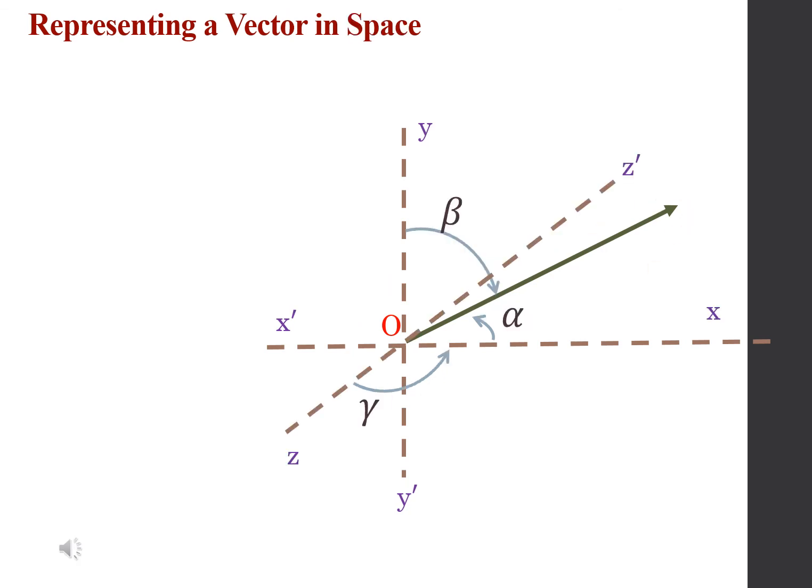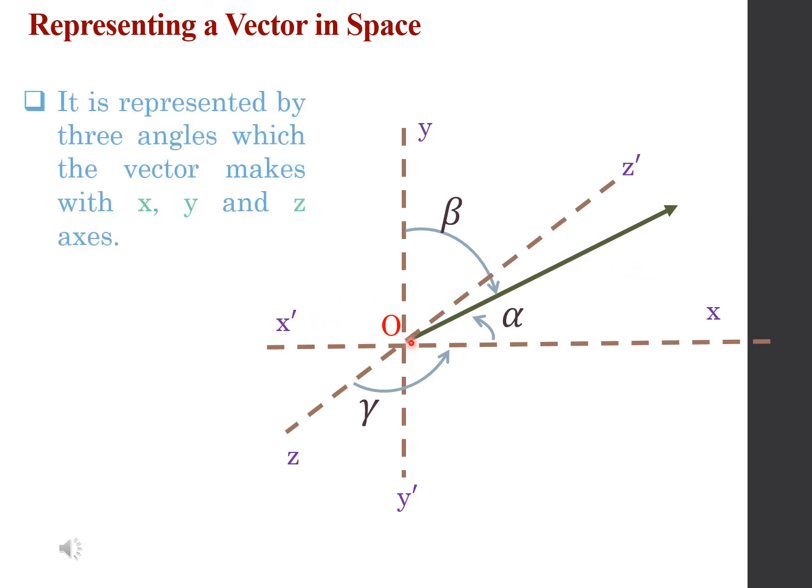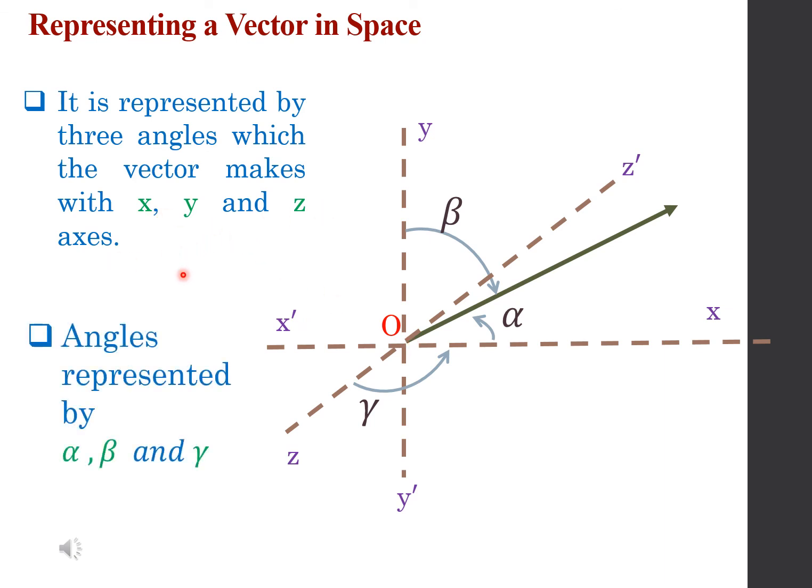Representing a vector in space. It is represented by three angles which the vector makes with the x, y, and z axes. For representing a vector in space, we take three axes: the x-axis, y-axis, and z-axis. The direction of a vector in space is specified by three angle symbols: alpha for the x-axis, beta for the y-axis, and gamma for the z-axis.